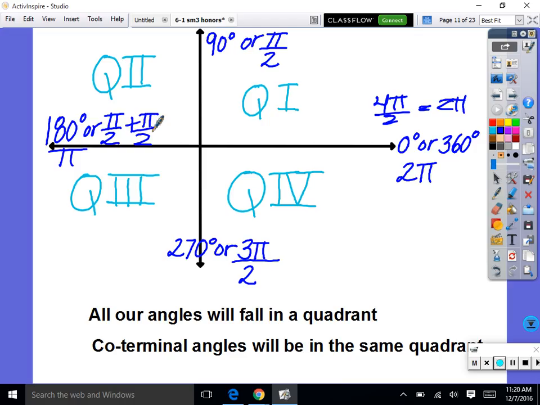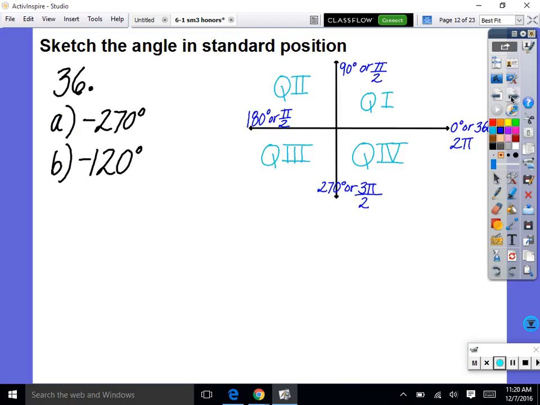Okay, so all of our angles will fall within a quadrant, and if we have an angle and then a coterminal angle, it'll fall in the exact same spot, so it'll be in the same quadrant. All right, here we go. This is in the pre-calculus book, it says sketch an angle in standard position. So let's sketch negative 270 degrees.